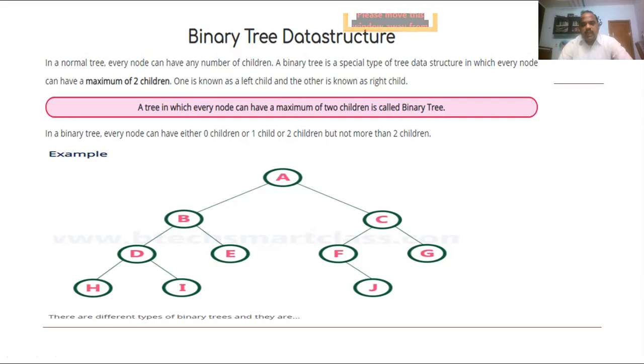Clear? That is called a binary tree. By two, how many? A root node has two children, then a parent node has two children. B is a parent, C is a parent, or internal nodes. So this is called a binary tree.